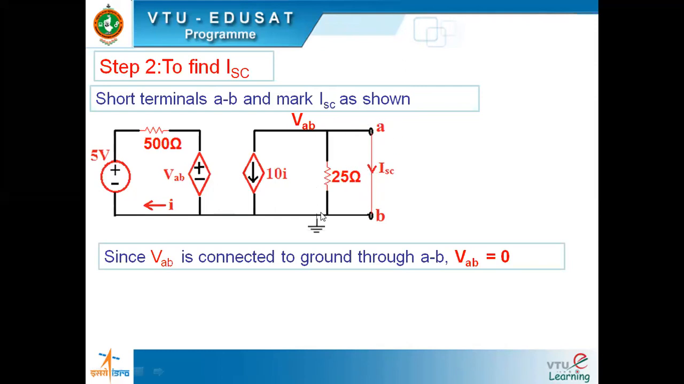So what would be the equivalent resistance of this particular part? Anybody? 25 ohms is in parallel with the short circuit. What is the equivalent? Zero. Good. It is zero because it is 25 into zero divided by 25 plus zero. So the parallel combination of zero resistance and 25 ohm resistance has to be zero. That means what is the conclusion? What is it that we have learned?